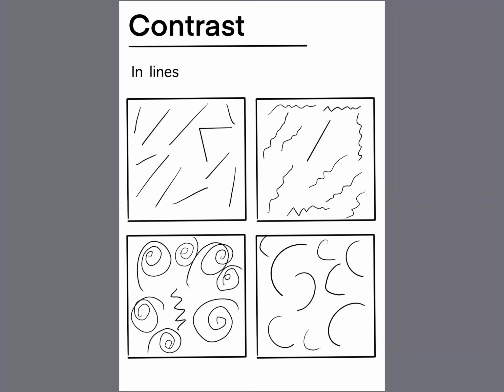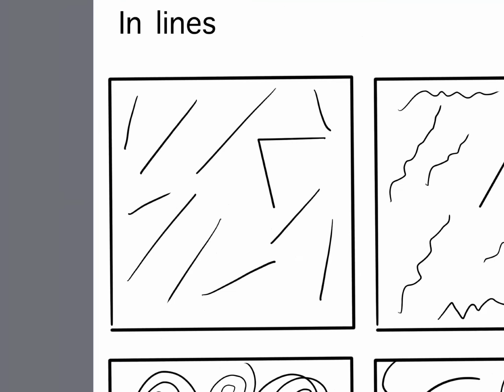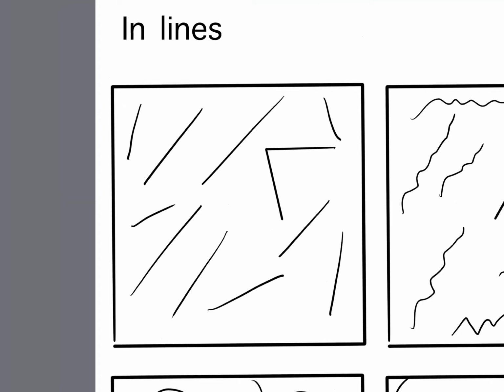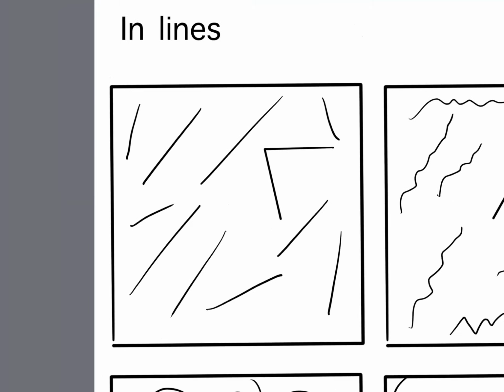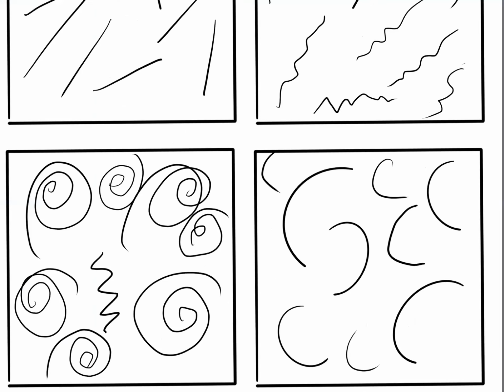Let's look for contrast in lines. If you look at this one, if you zoom in and isolate yourself only to this example, you would look at this angle. It's different. The rest are only straight lines. Same goes here.